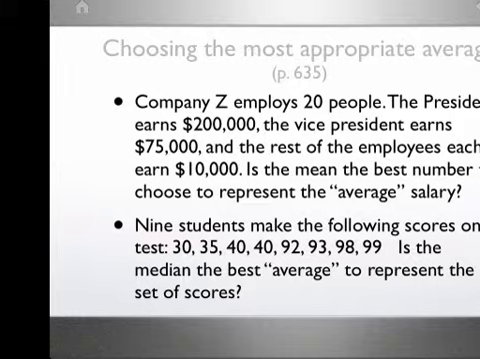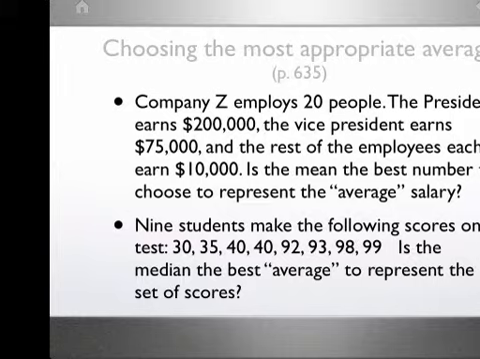You answer that. Another example would be 9 students make the following scores on a test, and here they are listed: 30, 35, 40, 40, 92, 93, 98, and 99. Now, if you chose the median, which would be that value that sits right in the middle of those scores as they are arranged from least to greatest, would that be the best average to represent that set of scores?